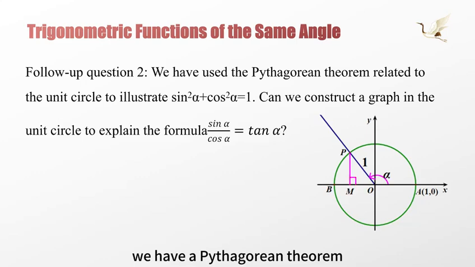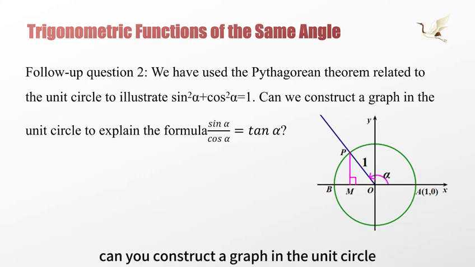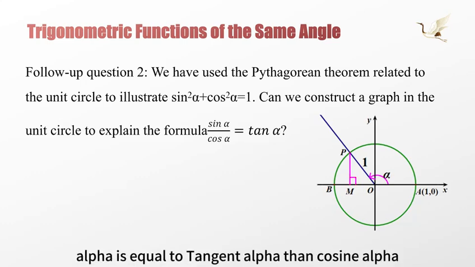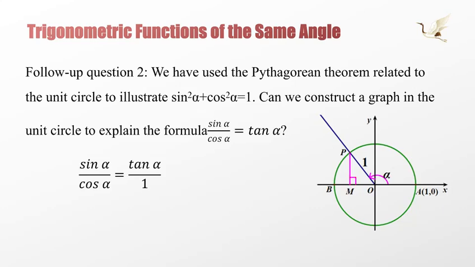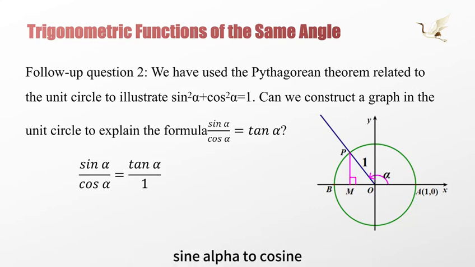Well, we have a Pythagorean theorem related to the unit circle, which shows that the square of sine alpha plus the square of cosine alpha equals 1. Can you construct a graph in the unit circle to explain the formula that sine alpha over cosine alpha is equal to tangent alpha? We first write this formula in fraction form: sine alpha to cosine alpha is equal to tangent alpha to 1.